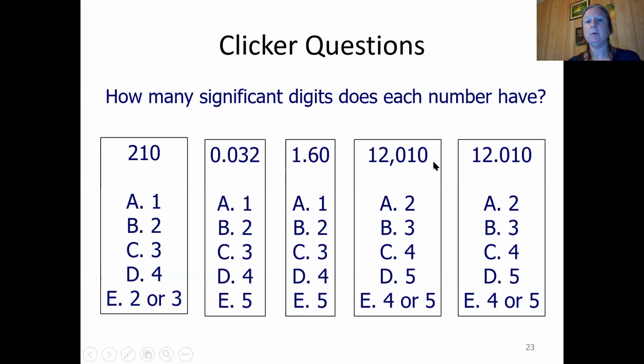This one you don't know. It's no context. You don't have the numbers that got you here. So it's either 4 or 5. This one is important because it's in between digits. So this is the one you don't know about. However, when it's written like this and that last 0 is on the right-hand side of the decimal place, it is significant. There's no other reason for it to be there. So this is 5 sig figs.